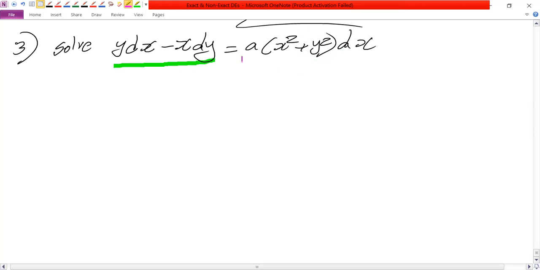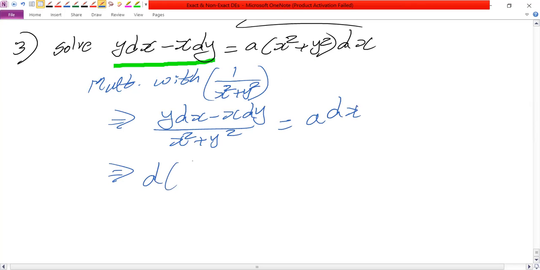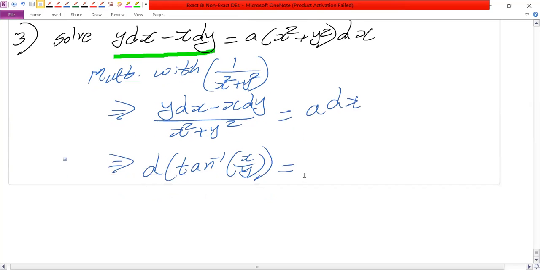So for that purpose I'm going to multiply on both sides with 1 by x square plus y square. Then we will get y dx minus x dy by x square plus y square is equals to a dx. Okay, how can we write the LHS part? Differentiation of, how can we write? Whenever x square plus y square is in the denominator, then we can write it as tan inverse of x by y. Check the list of formulas. The last formula we discussed is equals to a into dx.